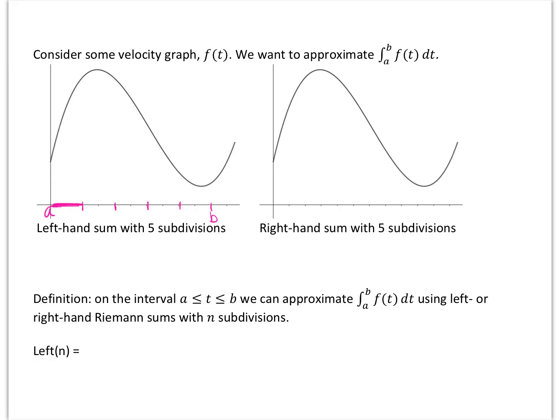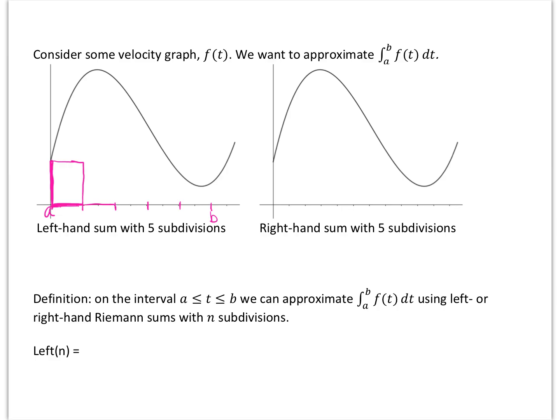Okay. And they said to use left hand sum. So that means I'm going to use the left end of the interval to determine the height of the rectangle. I'm going to go to the left end of the interval, go up to the curve, and that's going to determine the height of my rectangle. So I go up until I hit the curve. That's the height of the rectangle that I'm going to build over this first interval.